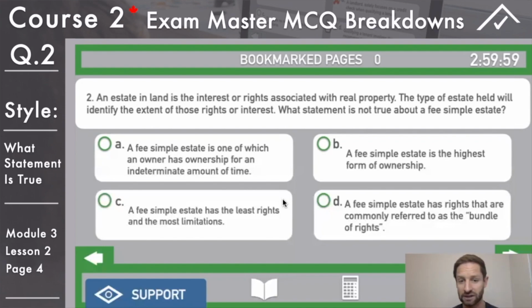So then to D, a fee simple estate has rights that are commonly referred to as the bundle of rights. Okay, perfect. All of those other 3 are correct to a certain extent, right? What statement is not true? What is not true about a fee simple estate? A fee simple estate has the least rights and the most limitations is not true, right? It is the exact opposite of that. It has the most rights and the fewest limitations, right? And then you'll get into leasehold, like fee simple and leasehold will be together in the material, and you'll kind of discuss on that.